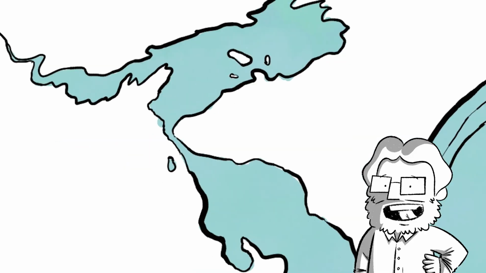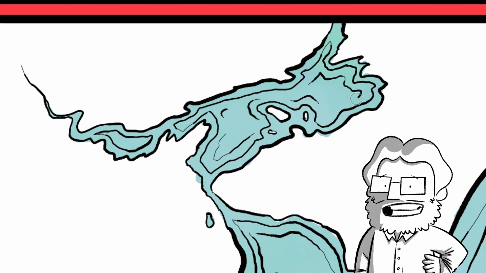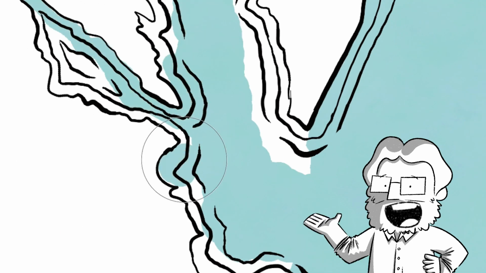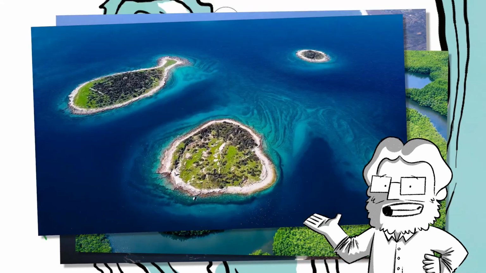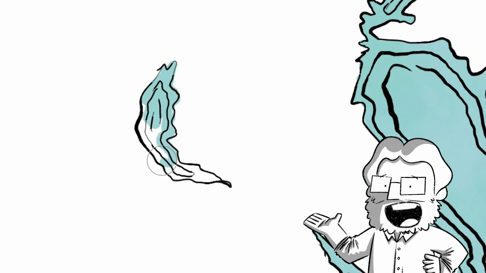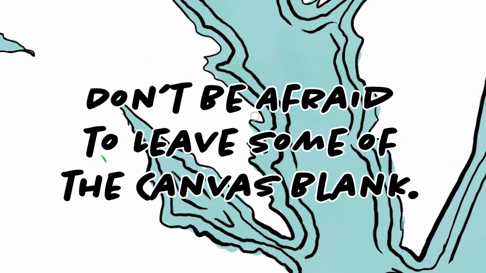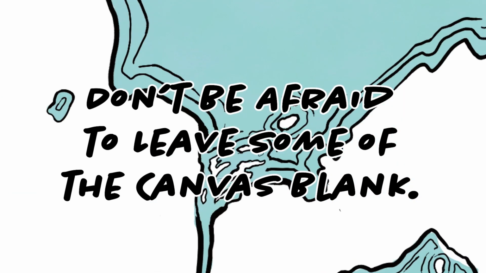Overall, your coastlines should be rocky and jagged, and they should straighten out too. Your islands should follow patterns, and they should break them. Use peninsulas, rivers, islands, and lakes to your advantage to diversify your map's coasts. And don't be afraid to leave some of the canvas blank. You don't need to fill the entire page.